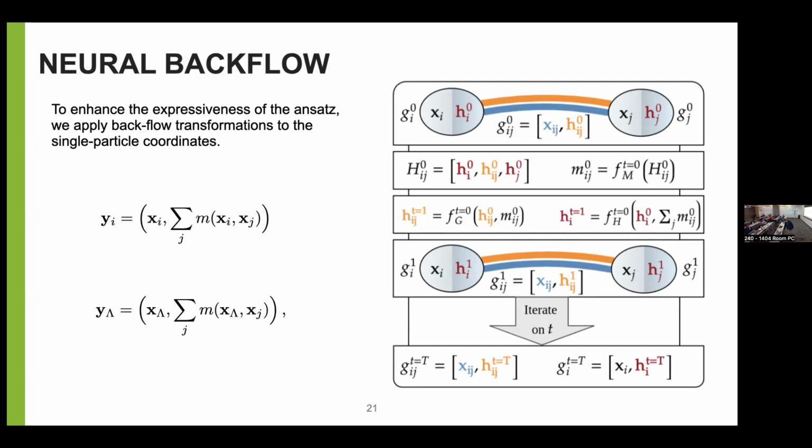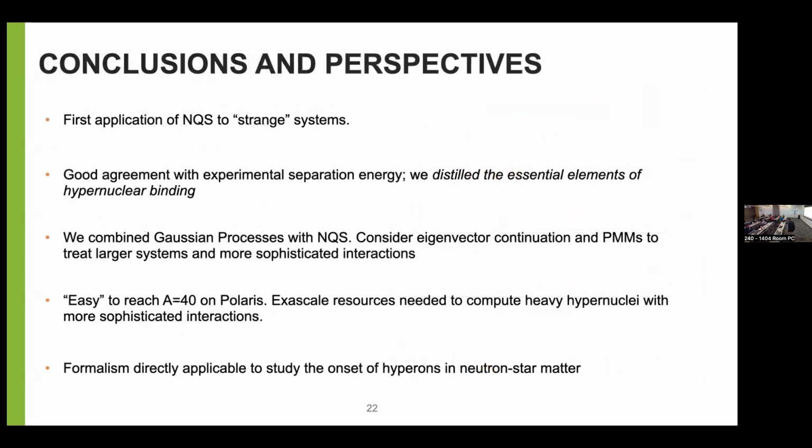And yeah, this is pretty much it. This is the first application of neural quantum states to strange systems. And we can claim that we distilled the essential elements of nucleon binding, I think. We combined Gaussian processes with neural quantum states just because it was very easy. It works out of the box and it was fairly cheap to compute a bunch of energies.